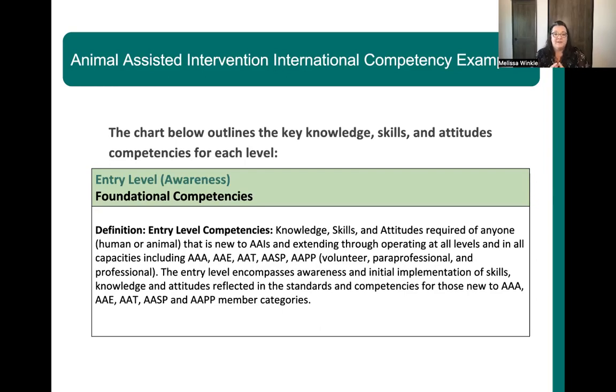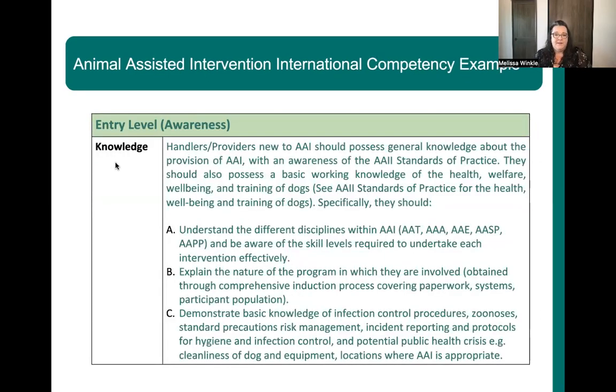So the definition of an entry level competency is that there are knowledge, skills, and attitudes required of anyone, human or animal, that is new to AAIs or services, and extending through operating at all levels in all capacities. The entry level encompasses awareness and initial implementation skills, knowledge, and attitudes that are reflected in the standards and competencies for those new to these services and member categories. So here's what that means. When it comes to knowledge, the expectation for an Animal Assisted Intervention International member, this is entry level, handlers and providers new to AAI should possess general knowledge about the provision of AAI with an awareness of the standards of practice.